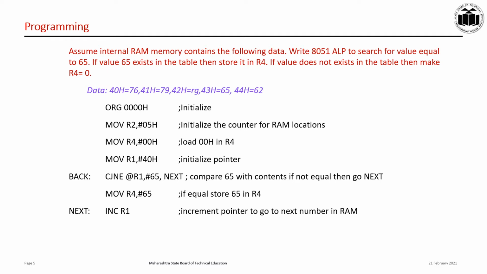And if the number is equal to 65, then move the number 65 into the register R4 by using the instruction MOV R4, #65. Then we will increment the pointer by using the instruction INC R1. Then we will decrement the counter by using the instruction DJNZ R2. If the counter is not equal to 0, then it will jump to the label back, and if the counter is equal to 0, then it will get out of the loop.